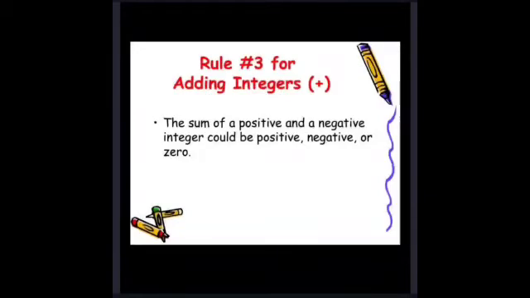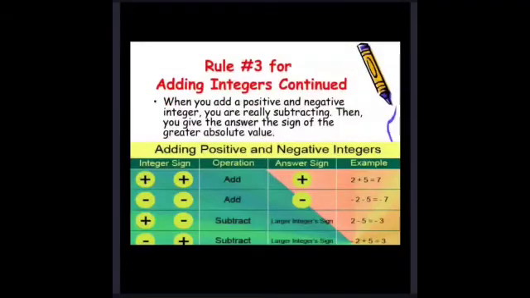Third rule for adding integers is the sum of a positive and a negative integer could be positive, negative, or 0. That means if one number is negative, second is positive, then you have to take the sign of the greater number and subtract. When you add a positive and a negative integer, you are really subtracting. That is, when you give the answer, use the sign of the greater absolute value.